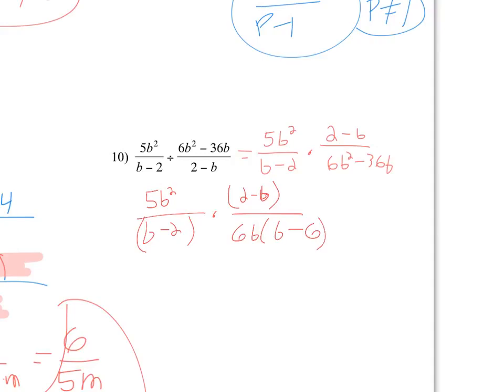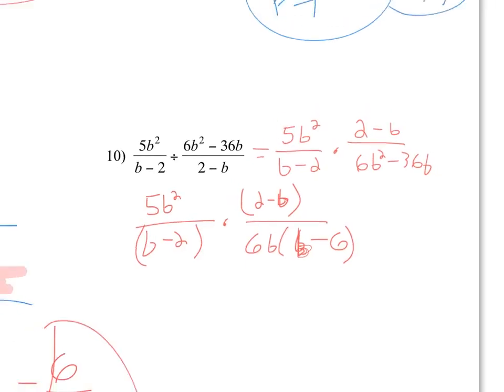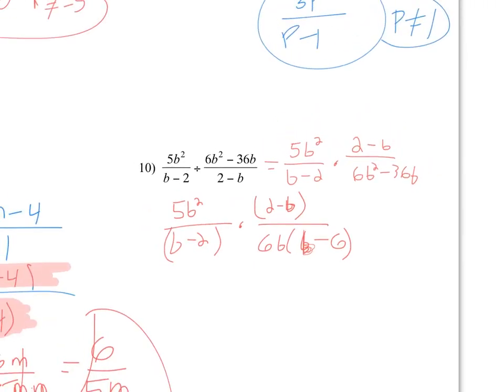So 6b times b minus 6. Well, as much as I wanted to do that, sorry, this first guy is a b. B's and 6's are hard to differentiate from each other. So b minus 6. And it's so tempting to cancel these out, b minus 2 and 2 minus b. Well, I can actually factor that. And I can pull out a negative 1, which is something I can do.